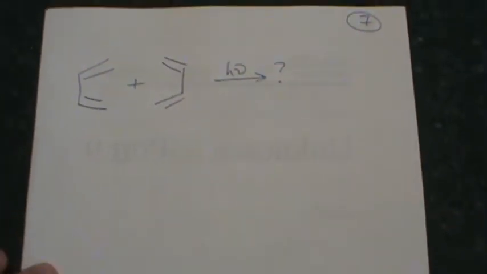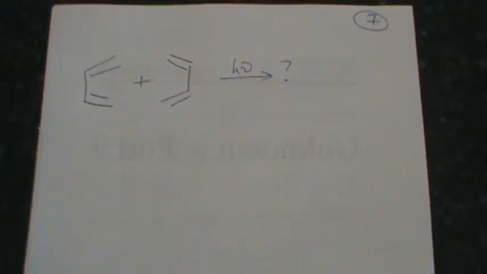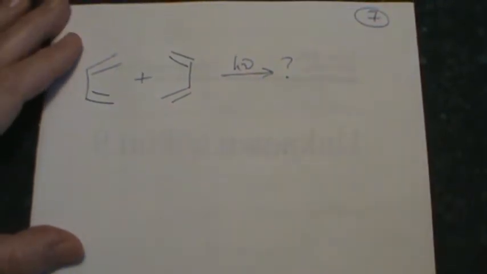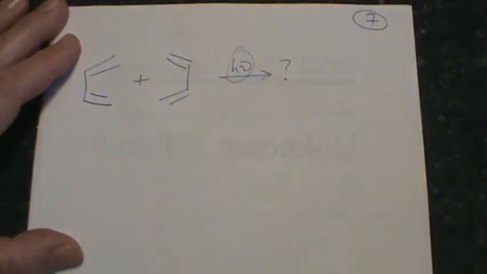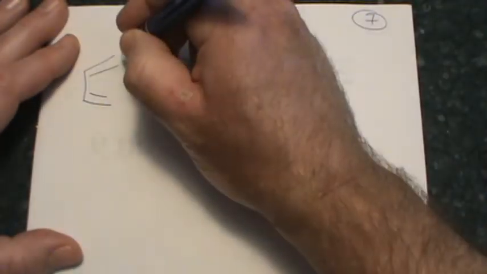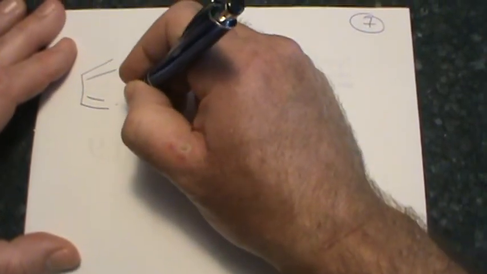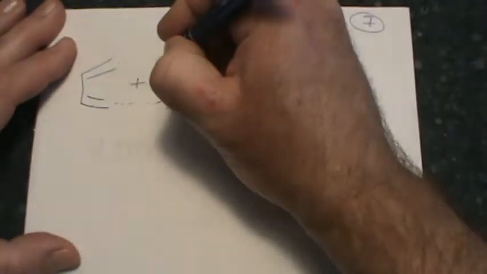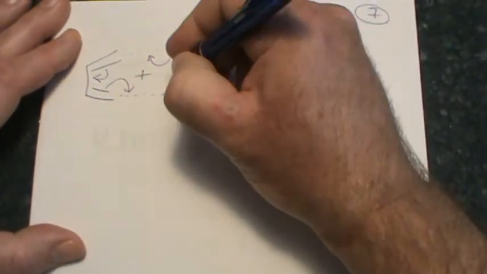Okay, one more example of a bimolecular cycloaddition. This is an odd one. We've got two butadienes, and we're going to allow them to react under photochemical conditions. So, clearly I would be forming new bonds there. I'll use my arrow formalism to see where all the pi electrons go.